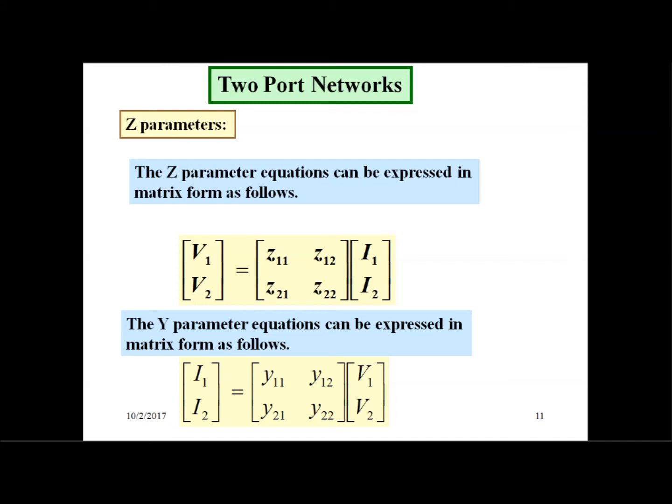This is a summary of Z and Y parameters represented in matrix form: V1, V2 in terms of I1, I2, or I1, I2 in terms of V1, V2.